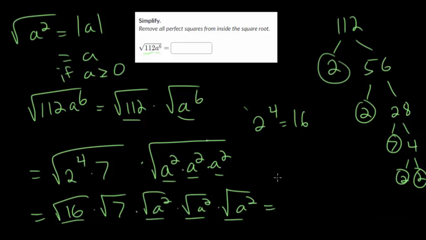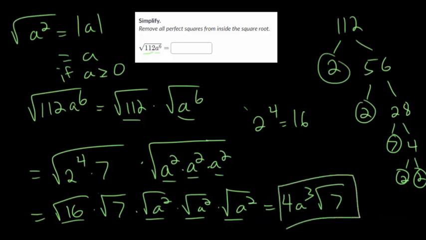So you have 3 a's multiplied together. So you have 4a cubed. And then root 7 has to be left on the inside since we can't simplify that. So our final answer here, what we'd put in the box, is 4a cubed times the square root of 7. And let's keep going with these problems.